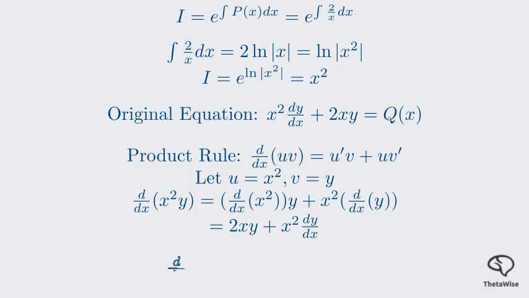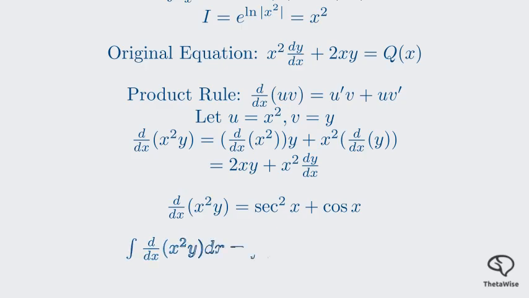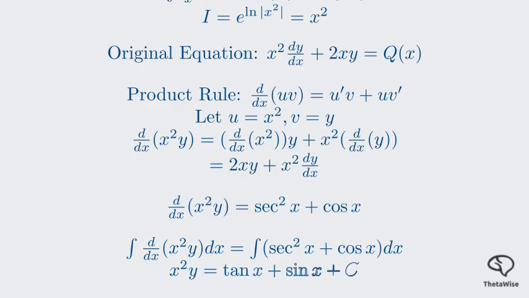So, we can rewrite the equation as the derivative of x squared y with respect to x equals secant squared x plus cosine x. This is a much simpler form to integrate. This memory trick is very helpful in exams. To solve for y, we integrate both sides. Integrating both sides with respect to x gives us x squared y equals the integral of secant squared x plus cosine x dx. Remember the standard integrals. The integral of secant squared x is tangent x, and the integral of cosine x is sine x. Of course, we add our constant of integration, c.